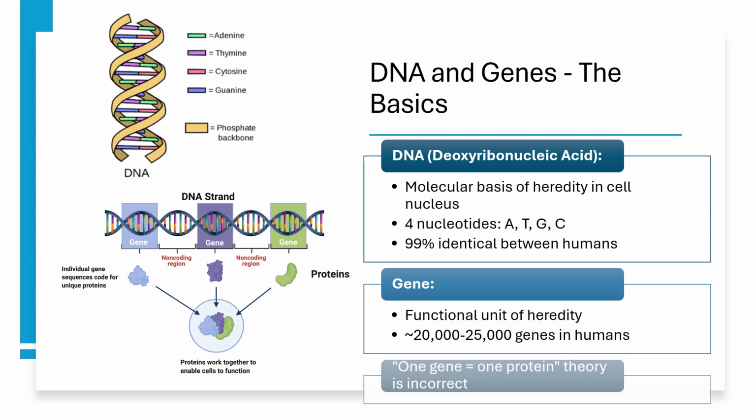DNA serves as the molecular basis of heredity within every cell nucleus. Picture an instruction manual written with just 4 letters, A, T, G, and C, representing adenine, thymine, guanine, and cytosine. These nucleotides follow strict pairing rules, A with T, G with C. This complementary base pairing explains how DNA replicates accurately and why certain mutations occur when these rules are disrupted.